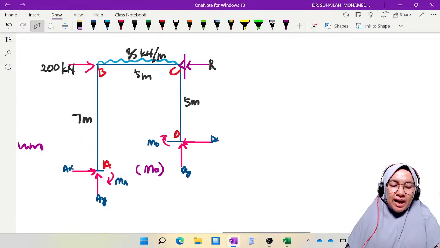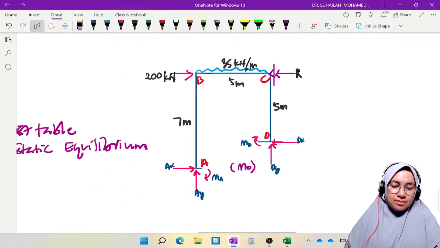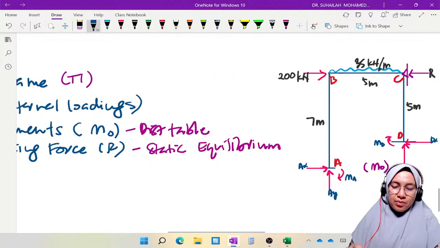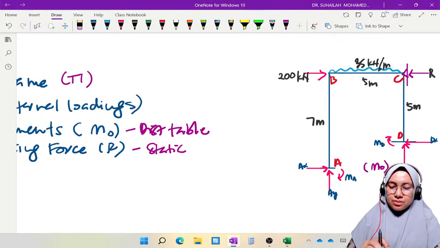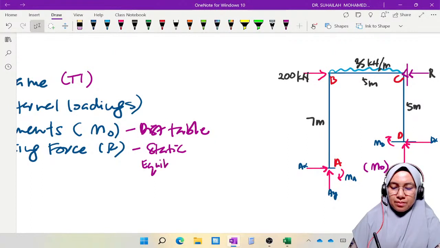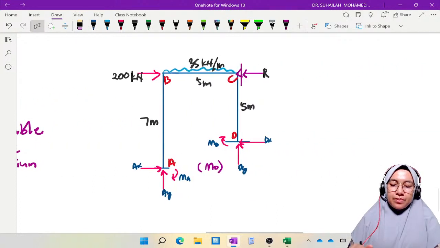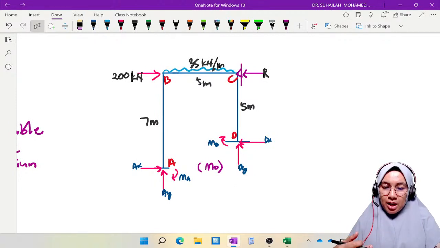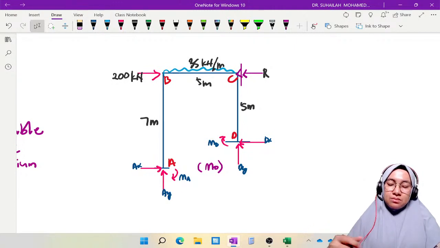To analyze this, I will move this to static equilibrium. This is the properly restrained frame for table number 1. We have removed delta from here. This is the properly restrained frame.